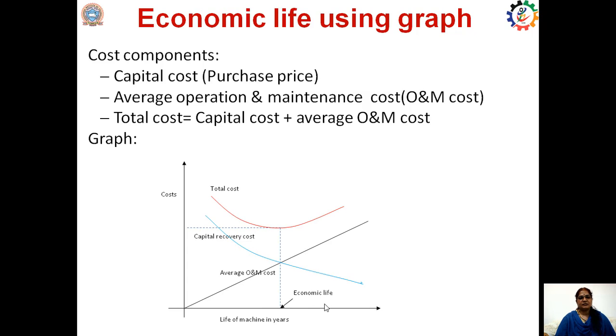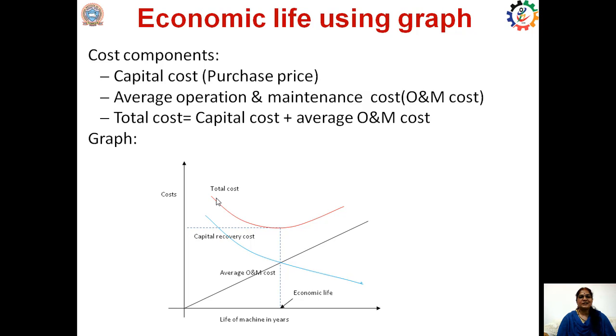If you see here, along the x-axis the life of the machine in years is taken, along the y-axis costs are taken. The average O&M cost increases as the life increases, and this increment is more or less the same every year, so it is an inclined straight line. Whereas capital recovery cost is high in the beginning, and with the passage of time it keeps decreasing, and later on it becomes almost the same, horizontal.